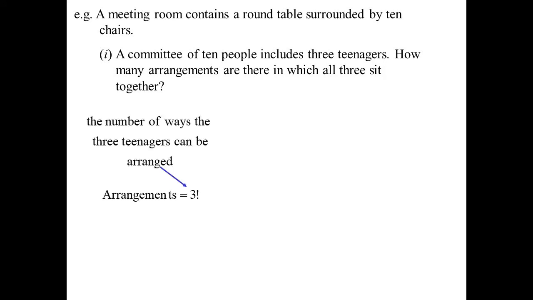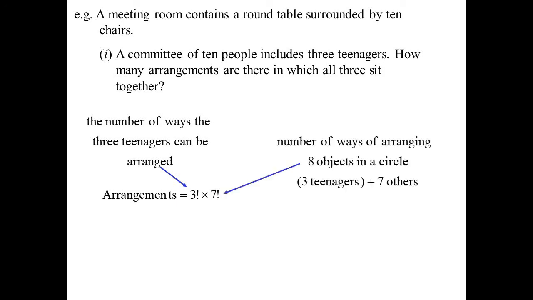Well, the number of ways the 3 teenagers, because remember, it's still the same idea. The 3 teenagers are going to be in their own group. So we sort that out first. 3 factorial ways. I haven't put them in the circle yet, so it's still 3 factorial, just like a line. So 3 factorial ways for the teenagers. But now I'm going to multiply it by 7 factorial. Because I have 3 teenagers, 7 others, so that's 8 objects all up. But I'm going to place these 8 objects in a circle, not a line.